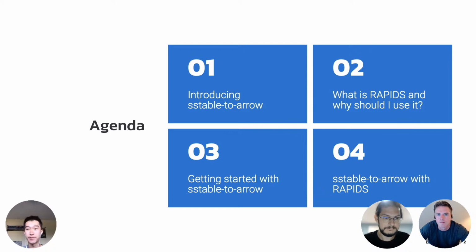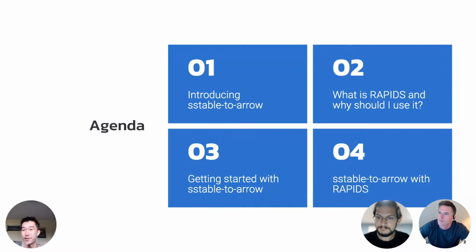Thirdly, we will do the hands-on demo with SSTable to Arrow. So make sure you start pulling that Docker container or the Docker image because it is pretty big. My apologies. And then finally, we'll do a little demo of how SSTable to Arrow works with Rapids.